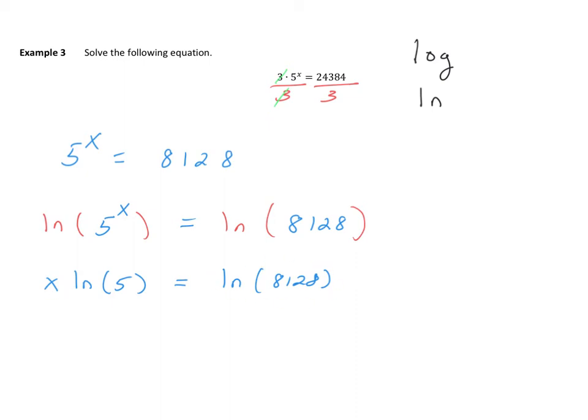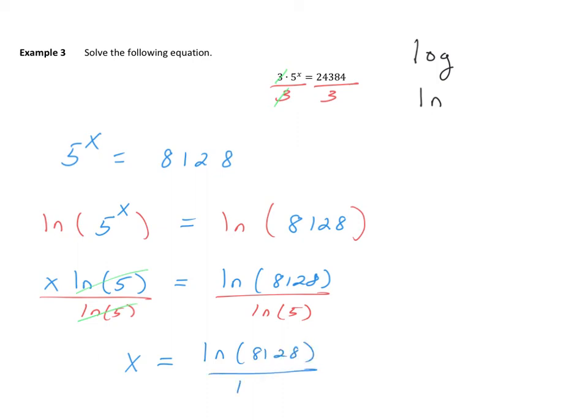If you want to get x by itself, the next step is to divide both sides by the natural log of 5. And when you do that, on the left, they cancel. It leaves you with just x. And on the right, you have the natural log of 8,128, all divided by the natural log of 5. That is the exact answer, whatever that is.